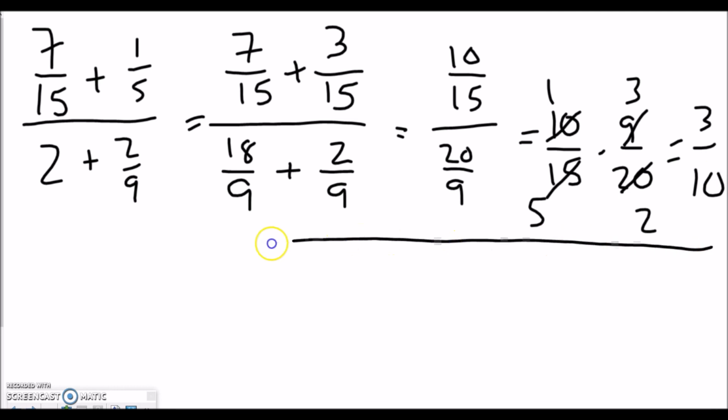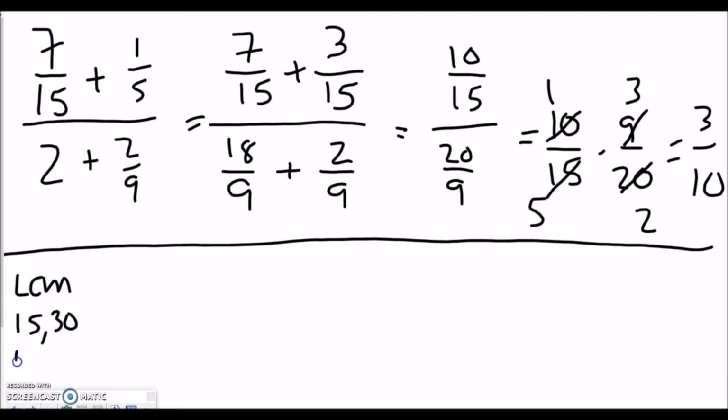What if I did it with the least common multiple? Well, what I'm going to do is take the biggest number, 15, and I'm going to list those multiples. 15, that's not a multiple of 9. 30 is not a multiple of 9. 45 is a multiple of 9. So I just have to multiply everything by 45.